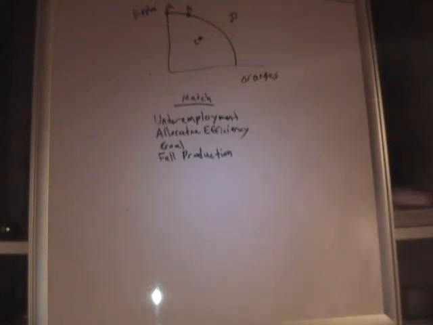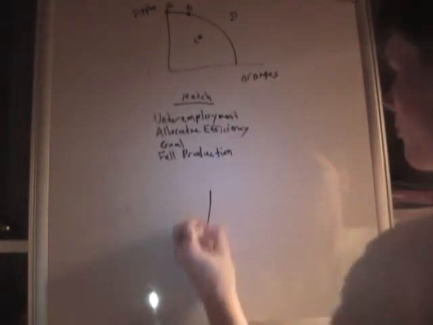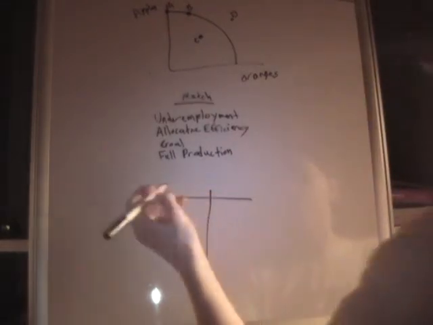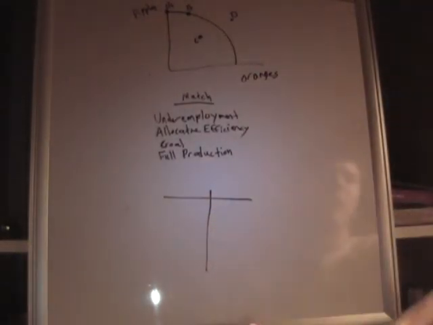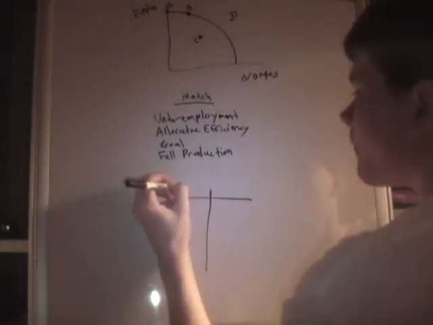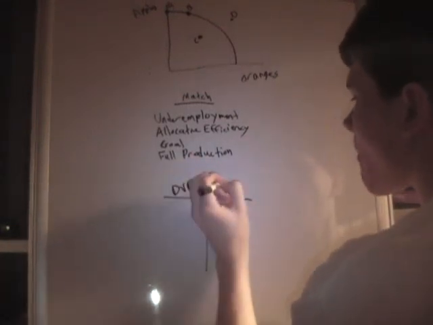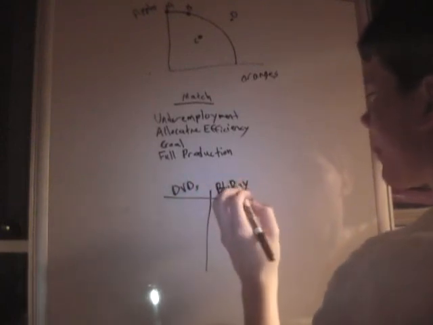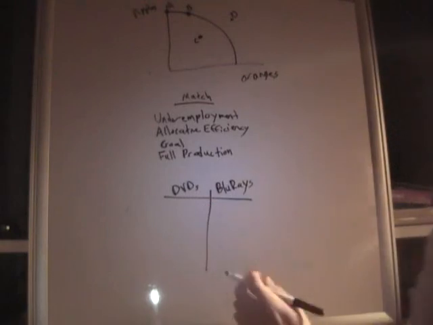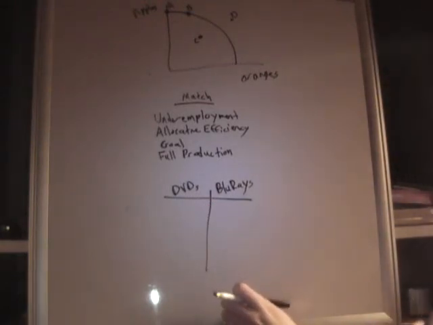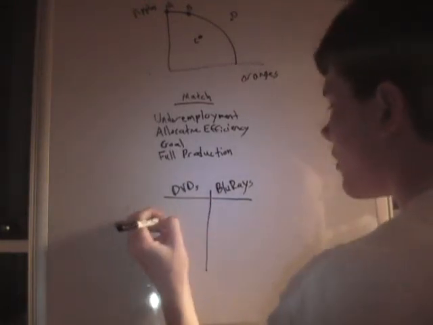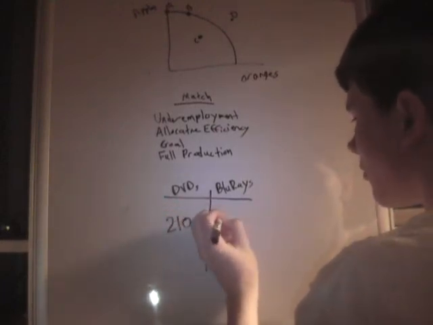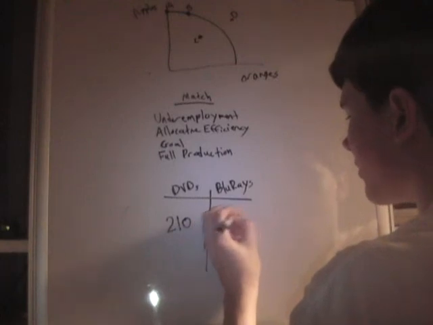After you do that, I want you to create a production possibilities curve in which a movie company can produce 210 DVDs or 150 Blu-rays.